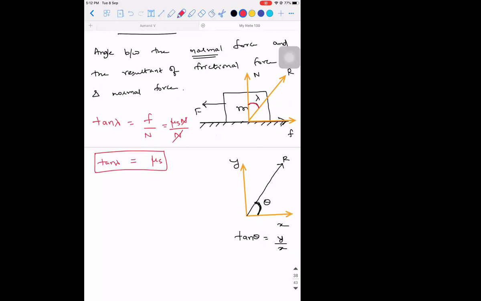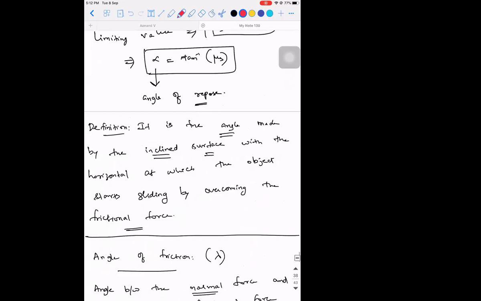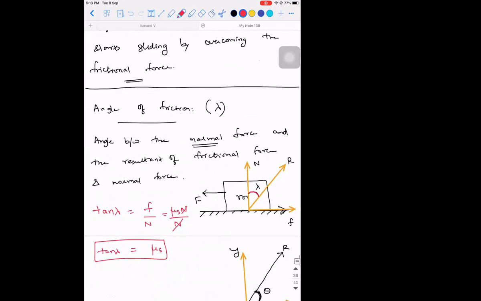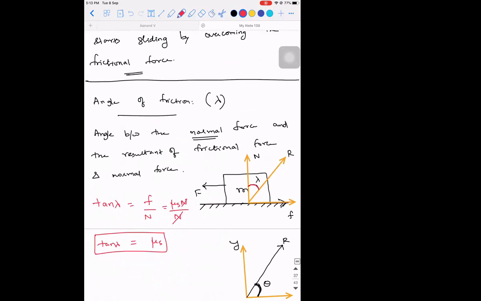Yesterday we saw something else. Tan alpha is also mu s. In terms of definition, angle of repose and angle of friction are not the same. And in terms of significance also, they are different. But mathematically, if you see, they both have the same value. Are you guys able to understand? So mathematically, yes, angle of friction and angle of repose are the same.